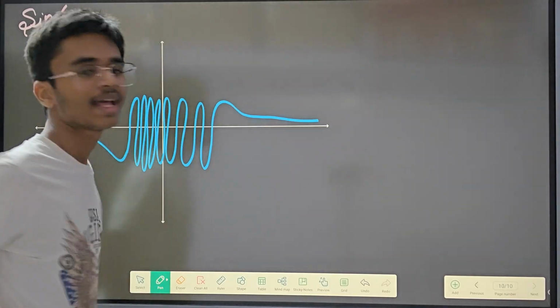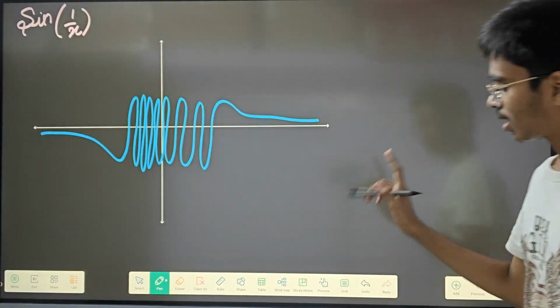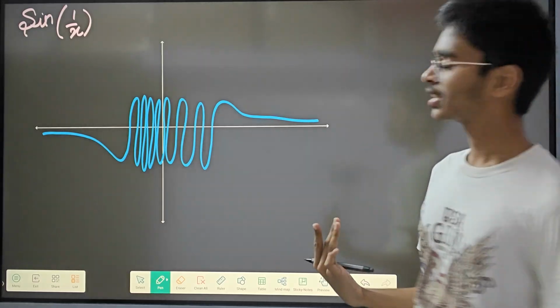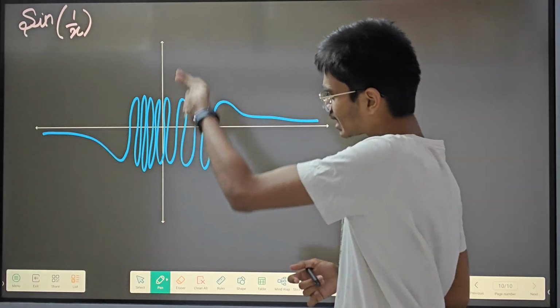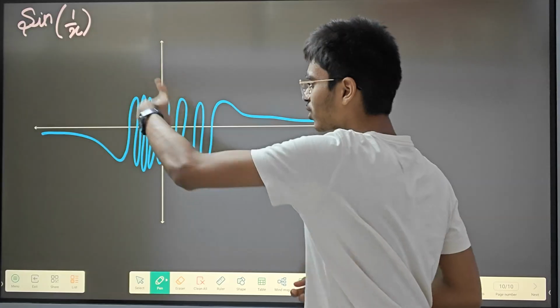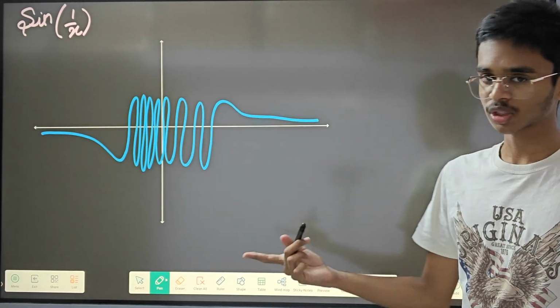Okay, like this, the graph is going to be like this. Why is the graph like this? Why, in this particular place alone, is it oscillating so much? This is actually a highly oscillating rate. That is why this is known as oscillatory discontinuity.